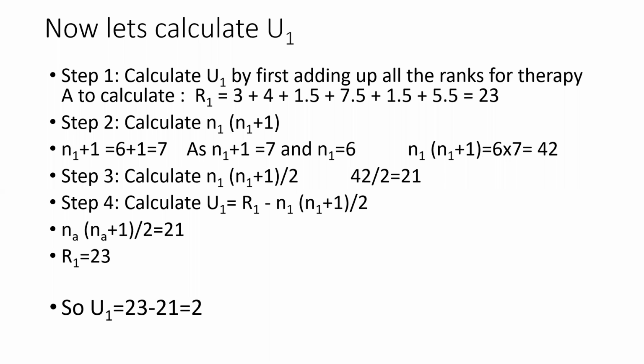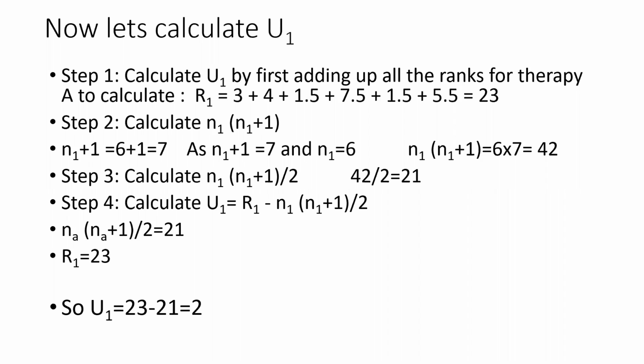Now let's calculate U1. Step 1, calculate U1 by first adding up all the ranks of therapy A. R1 equals 3 plus 4 plus 1.5 plus 7.5 plus 1.5 plus 5.5 equals 23. Step 2, calculate N1 times N1 plus 1. So let's do the bit in brackets first. N1 plus 1, well, N1 is 6 because there are 6 participants in group 1, or those receiving therapy A.